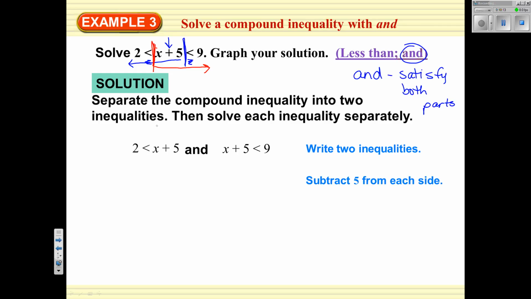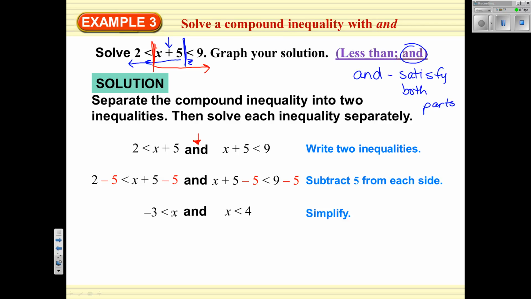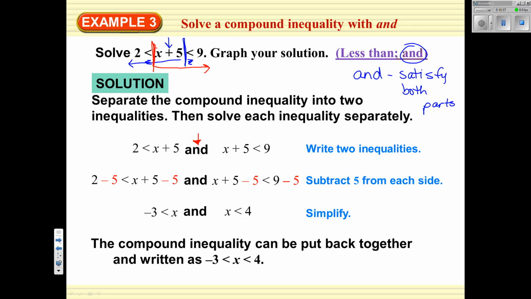And then we're going to solve, just like we've normally done. We've got two inequalities. We have an "and" in the middle, so showing that we have to satisfy both parts on our graph. So here's how we solve. Subtract 5 from each side, giving us x is greater than -3, and x has to be less than 4. That will satisfy this inequality up here. And then here's our graph.